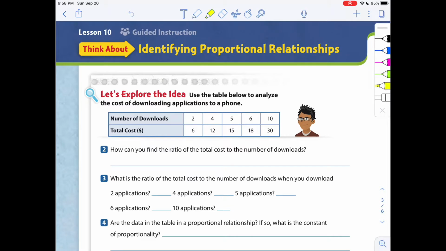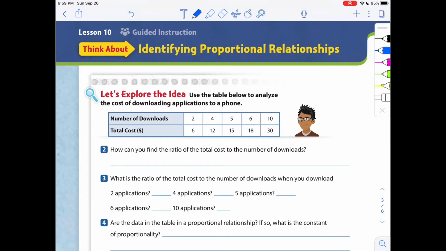Looking at the table, we can see that if we download 2 apps, it would cost $6. If we downloaded 4 apps, it would cost $12. If we were to download 5 apps, $15, 6 apps, $18, and 10 apps, $30.